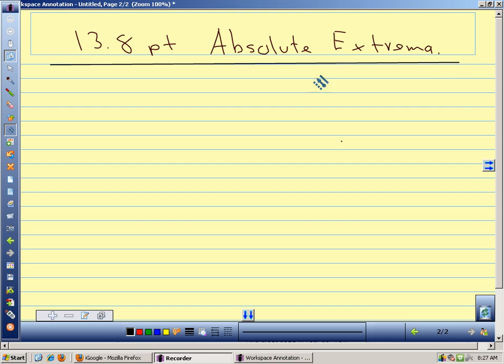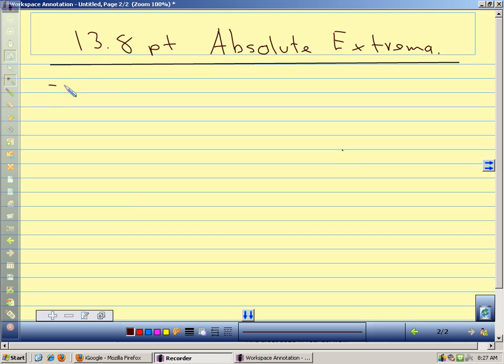Now on Friday we talked about relative extrema, and we decided that our relative extrema were going to be at critical points where our first partials were each equal to 0. And we came up with our second partials test to tell if we had a maximum, a minimum, or a saddle point.